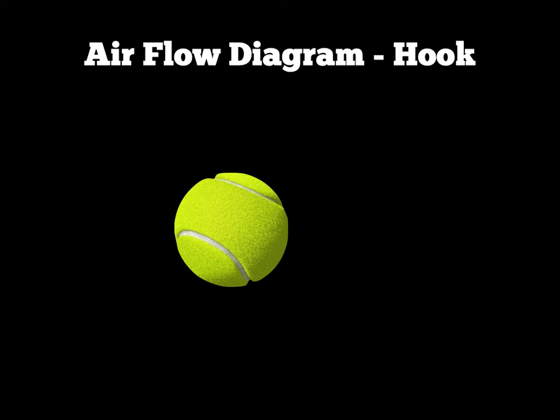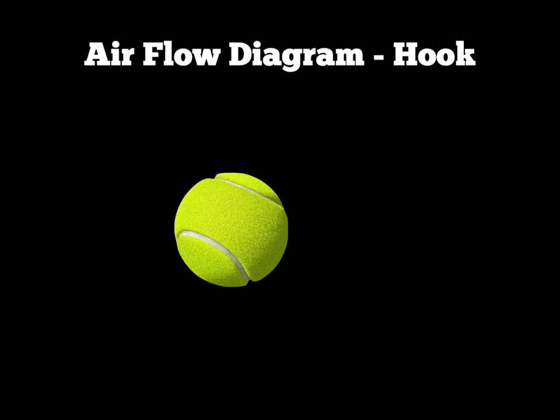Okay, so imagine you're looking at the tennis ball top down, bird's eye view. You hit the ball on the right hand side of the ball and it will rotate to the left. And that is a hook shot, often used by footballers or golfers mainly, but also things like table tennis and tennis also use hook shots.